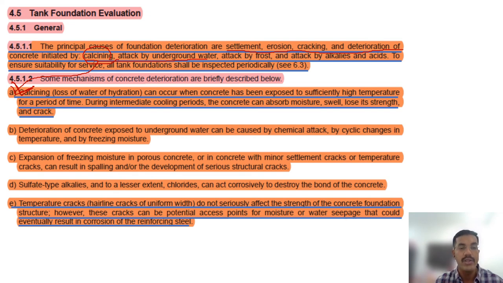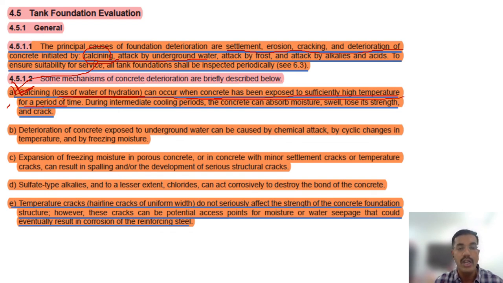To ensure suitability of the surface, all tank foundations shall be inspected periodically. Calcining, loss of water or hydration, can occur when concrete has been exposed to sufficiently high temperature. Usually, when the concrete pouring is done, it should be under wet condition so that the water the concrete has should not evaporate easily. The more water, the more days you keep it wet, the higher the strength will be. So this is called calcining, loss of water or hydration. This is a question that will come. It can occur when concrete has been exposed to sufficiently high temperature for a period of time.